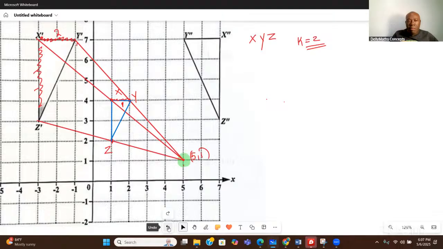So this is just one of the methods in terms of getting it out. Maybe one of the easiest ones, to look at the distance from the center, and based on what your scale factor is, you will scale it.